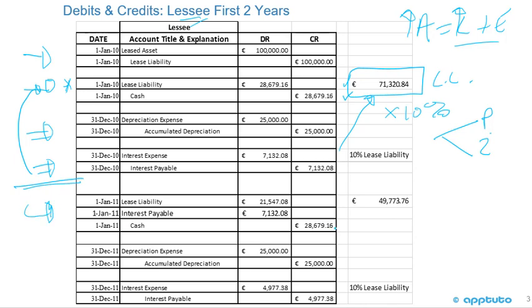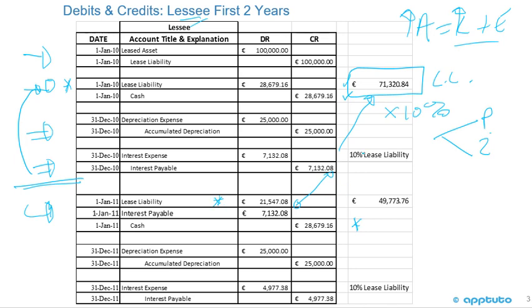I'm going to make the payment, start with the payment again, credit cash, that's easy to understand. But now I've got to debit my interest payable. Okay, so there was a credit interest payable. Now I'm debiting interest payable. The rest is a reduction in the lease liability.